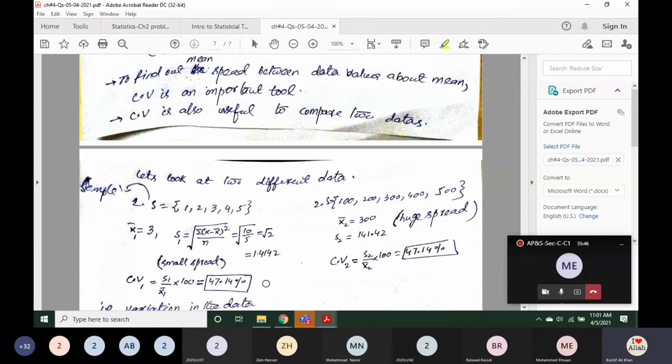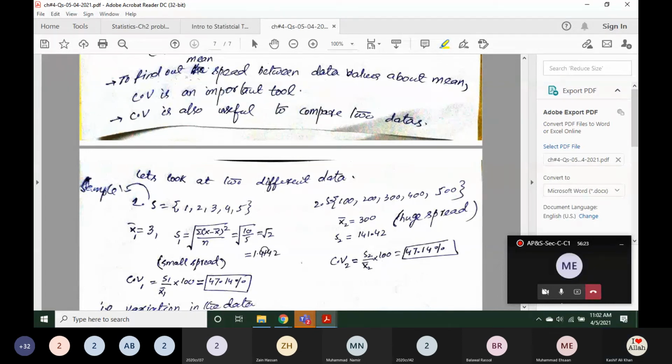Since the data values are huge, definitely the mean will be huge. And what is the range here? So range is 4 here, but here the range is 400 because you get the higher data values. So that's why you get the higher range. So that is the fact. And by using the same formula of standard deviation, when you compute the standard deviation it is 141.42. Since the standard deviation is large, that means you get a huge spread.